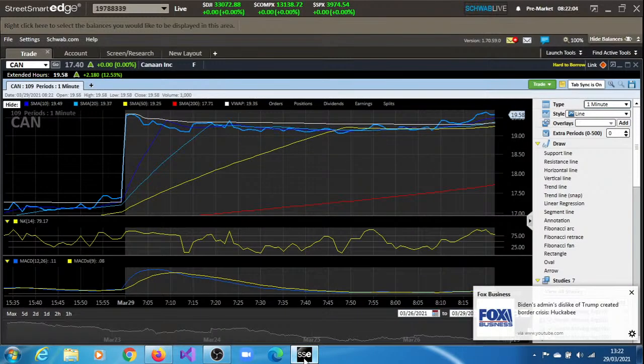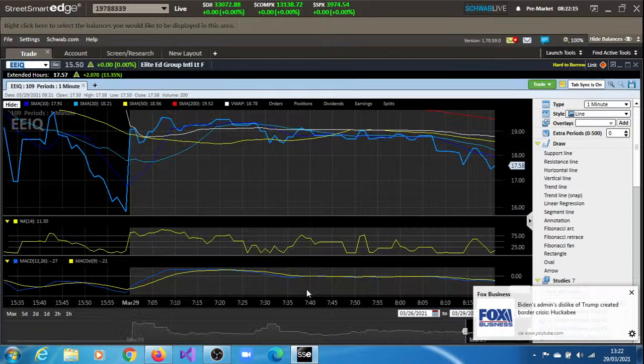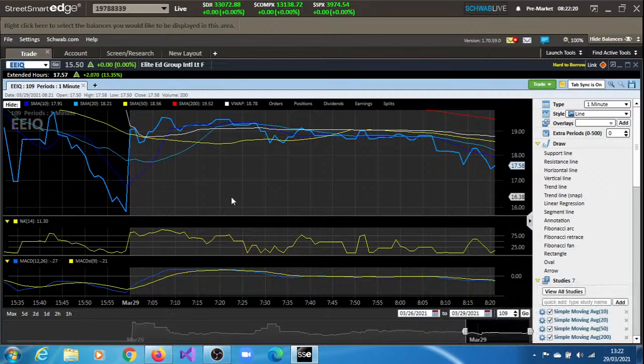So let's move on and look at EEIQ. Okay, we can see it's down 13.35%, rather sorry, up 13.35%. But that might be from the post-market session, and it carried on during the session as well. We can see it's just moving sideways, and it's gradually getting bullish.